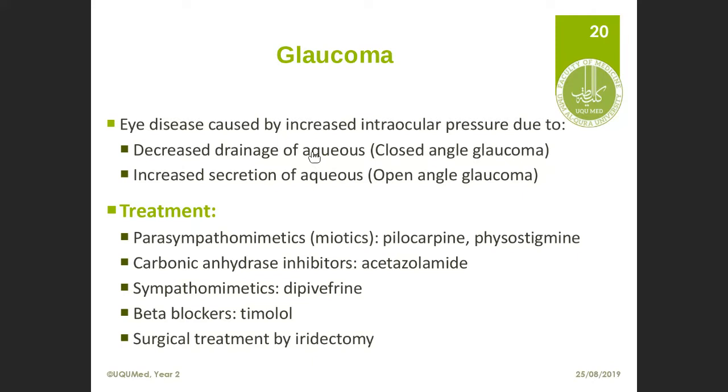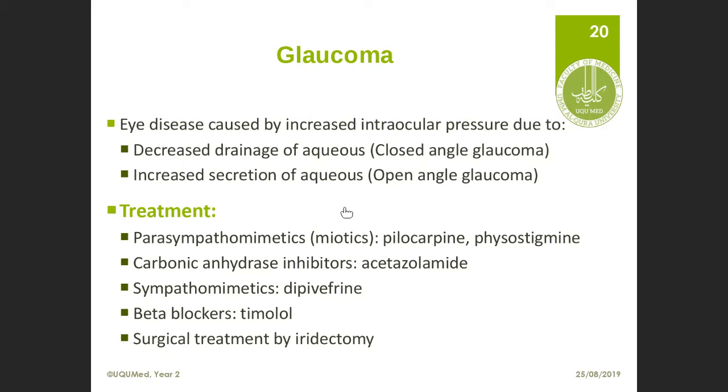When there is a blockage of this fluid from clearing, it is called decreased drainage of aqueous humor, or closed angle glaucoma. And when there is increased production of this fluid, aqueous humor, it is also problematic, because it will create more pressure on the iris and cornea. It is called open angle glaucoma.